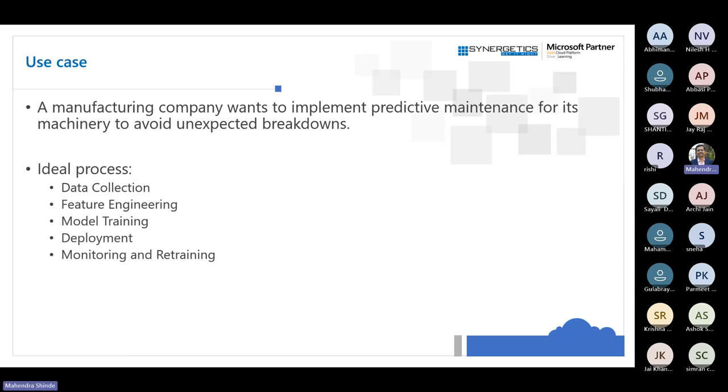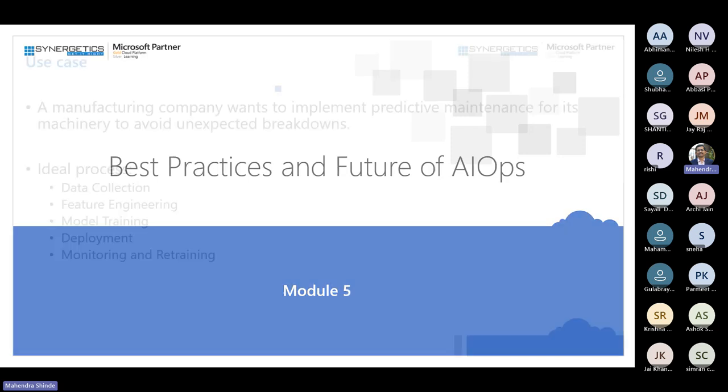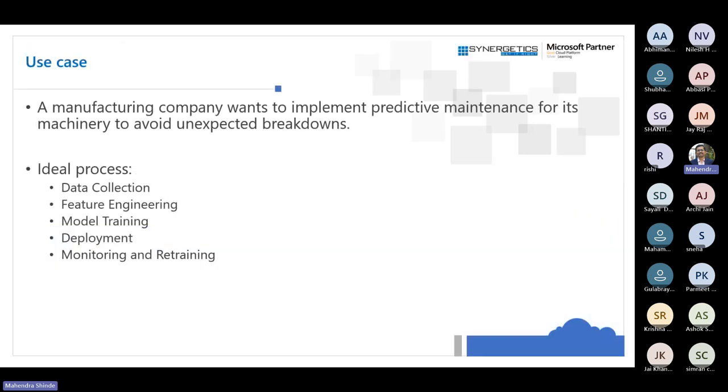So can a manufacturing company use predictive maintenance for machinery to avoid unexpected breakdown? Manufacturing company means any kind of manufacturing company, right? Any kind of product they might be manufacturing. What should they do? They should do data collection. They should do feature engineering. Train the model. The model will give them some kind of predictions. Deploy and then monitor.